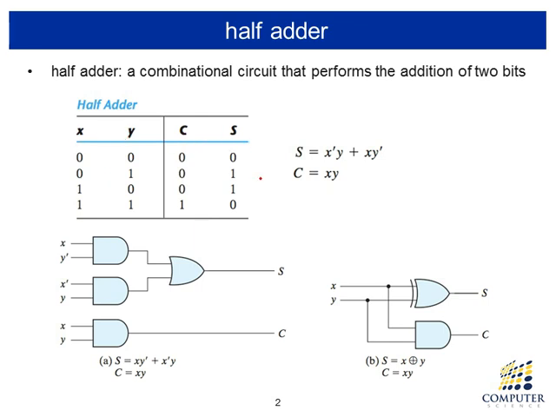For each output, we could apply K-map, two variable K-map, to find a simplified expression for that. And here is that. S is this expression, and C is this expression. So out of these expressions, we can draw a logic diagram for that. But you can observe that S is nothing but the exclusive OR of x and y, so this could be another logic diagram using the exclusive OR gate.